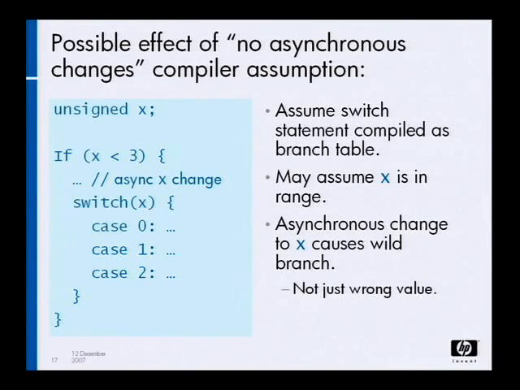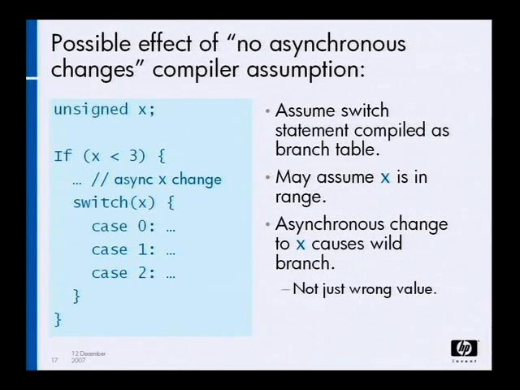And then after doing some other stuff that doesn't touch x, we execute a switch statement on x. Let's assume that that switch statement is implemented by indexing into a branch table and branching indirectly to one of 3 locations, depending on which case we're in. Since we previously checked that x is either 0, 1, or 2, the compiler is allowed to elide the range check on the indirect branch to the branch table and just assume that that's within range. And that works so long as we follow the rules.